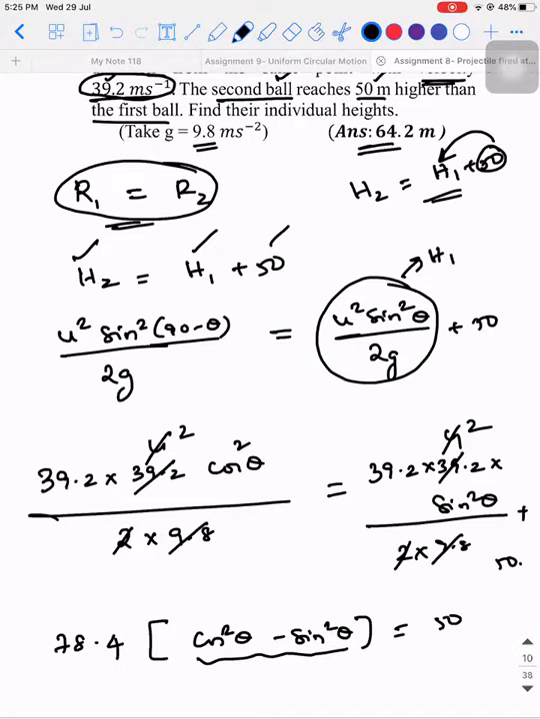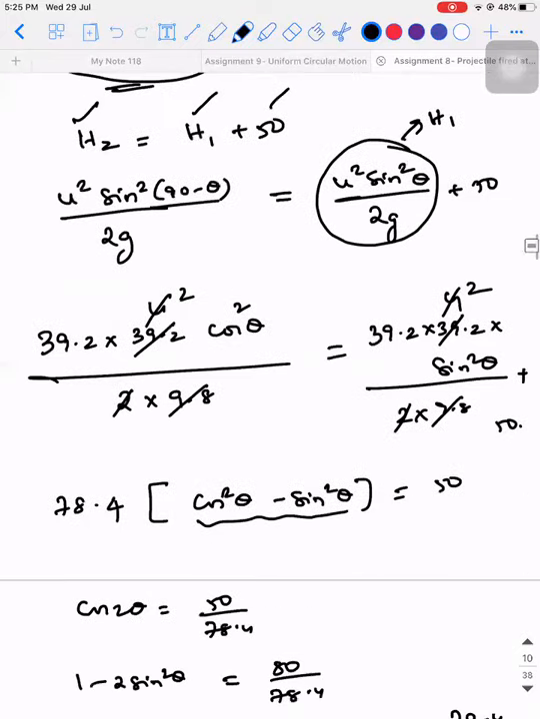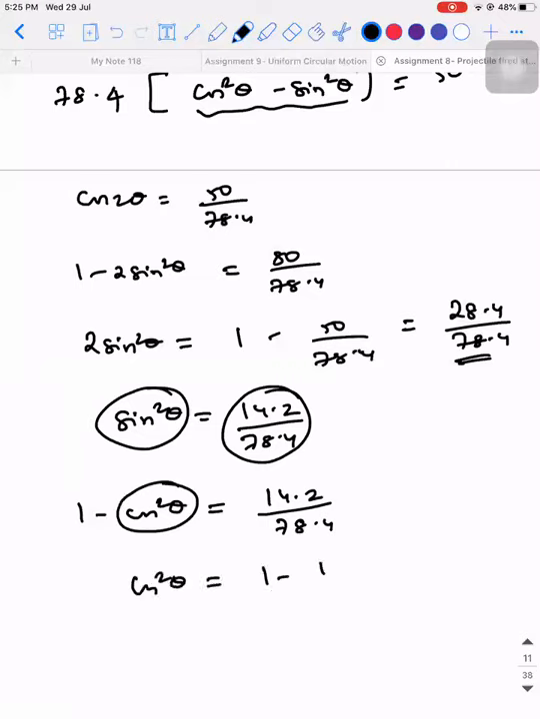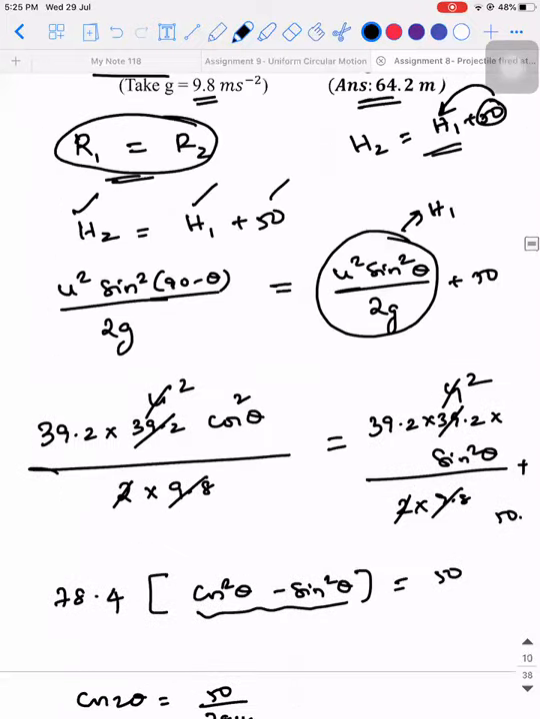Similarly, once you get sin square theta, cos square theta is nothing but 1 minus sin square theta. That is 1 minus 14.2 divided by 78.4. Once you get the value of cos square theta, use it in the place of h2.